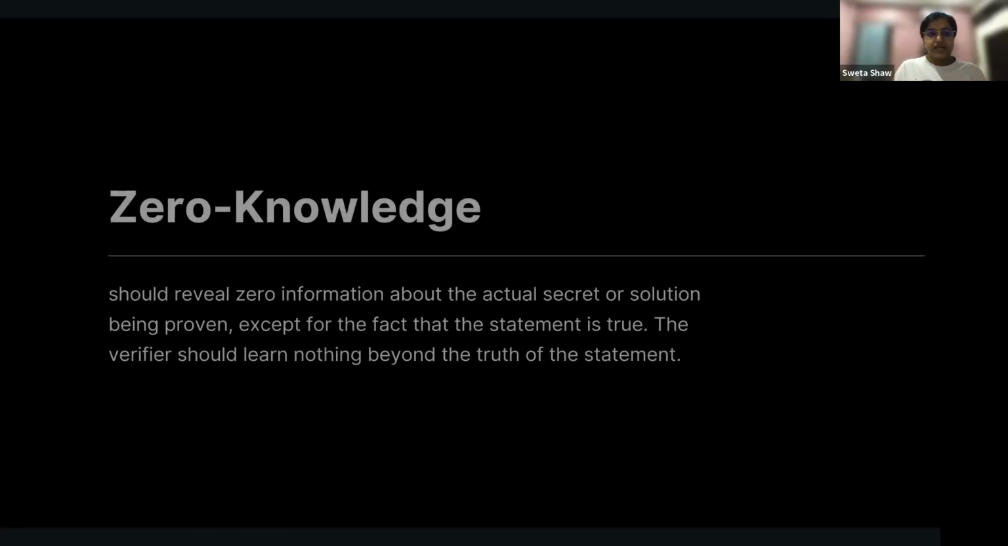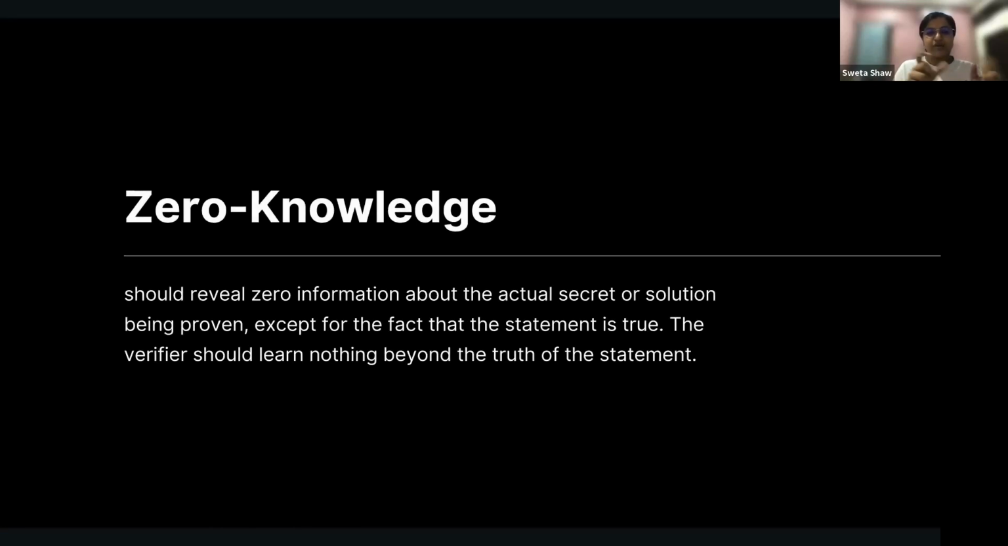Next is zero knowledge. So now comes zero knowledge. What does zero knowledge mean? It means that the proof submitted by the prover should not reveal any information about the truth that the prover is trying to prove. Here, the prover was trying to prove that the balls are of different colors, but did not reveal the exact values of the colors, like red and yellow.